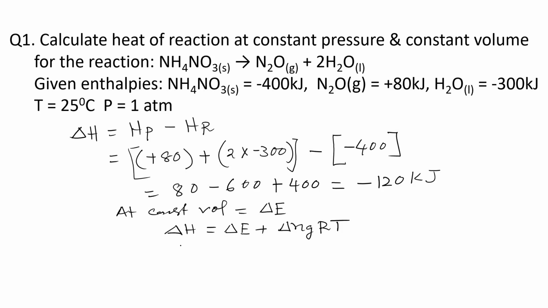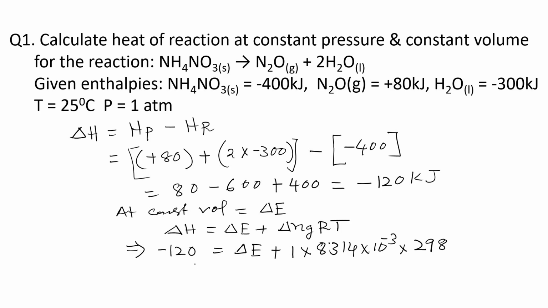Okay. Now, what is delta H? Delta H, we have just calculated. This is minus 120 kilojoules. Here delta Ng is the difference between the number of moles of the gaseous product and reactant. Here only one product is gaseous, that is nitrous oxide. That is 1 minus 0, that means it is 1. So it is 1 into R, 8.314 into 10 to the power of minus 3, because you have to take it in kilojoules, and temperature is 25 degrees centigrade. That means it is 298.